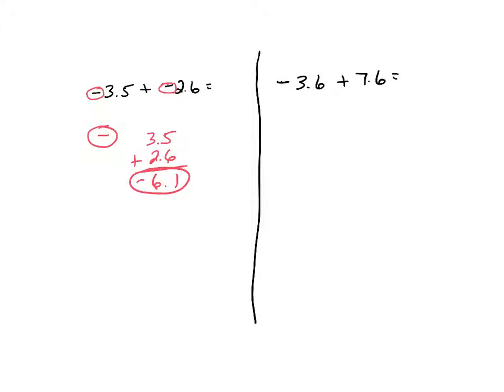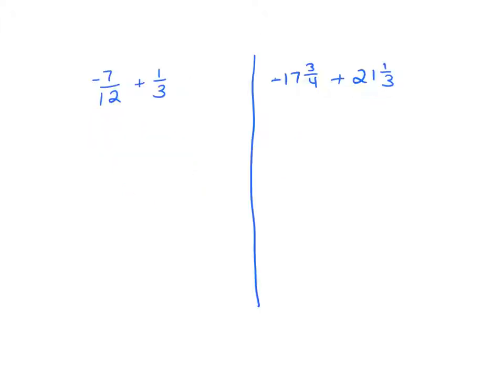When I take a look at the second problem, negative 3.6 plus a positive 7.6, the signs are different. So if the signs are different, I am going to subtract those numbers. So I have 7.6 subtract 3.6, which is going to give me a 4.0, and now I just need to decide, is it positive or negative? Well, the higher absolute value is the positive 7.6. So this answer is a positive 4.